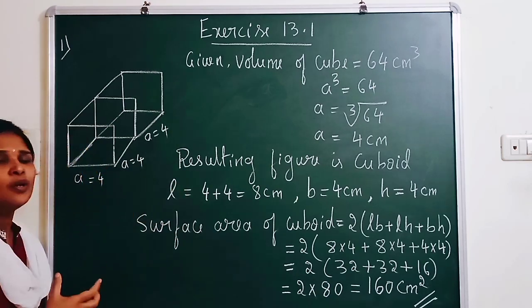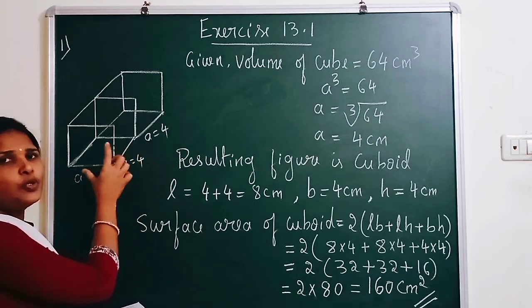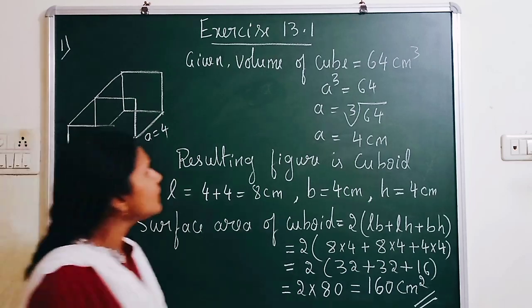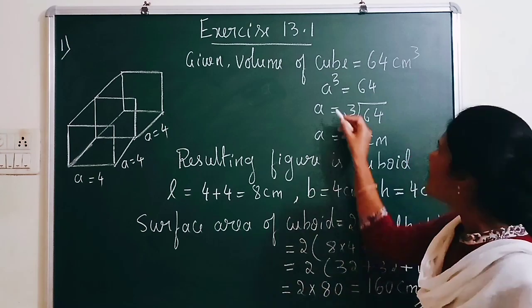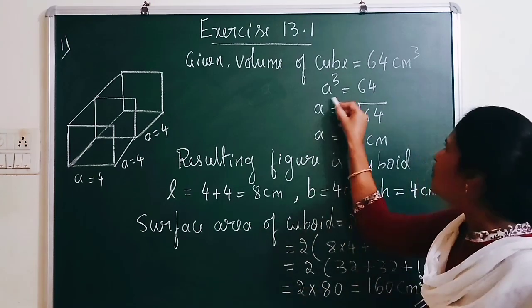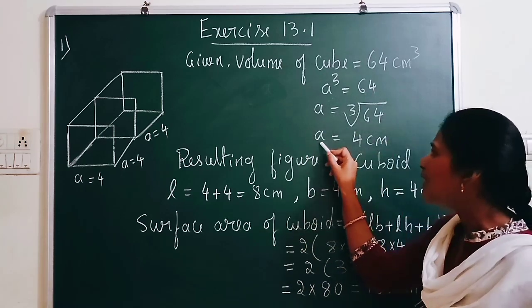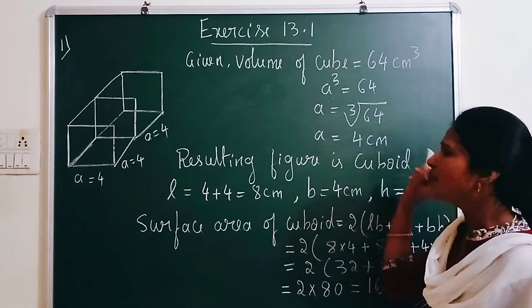So how to find them? To find length, breadth and height, first let us find the edge of a cube with the help of the volume of the cube. He has given the volume of the cube as 64 centimeter cube. So what is the volume of cube formula? A cube, that is side cube, equals 64. A equals cube root of 64. So A, that is the side or edge of the cube, is 4 centimeter.